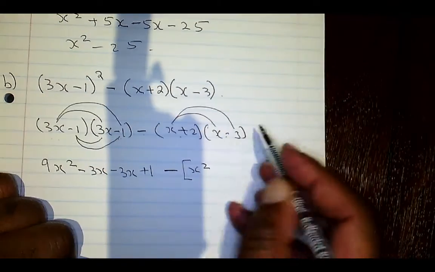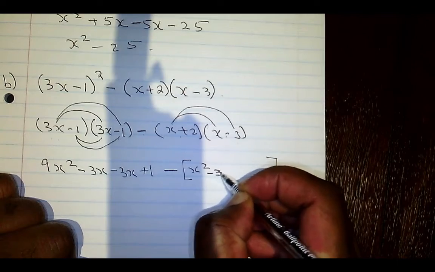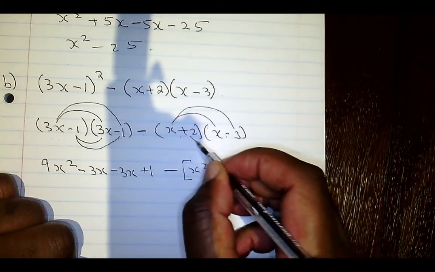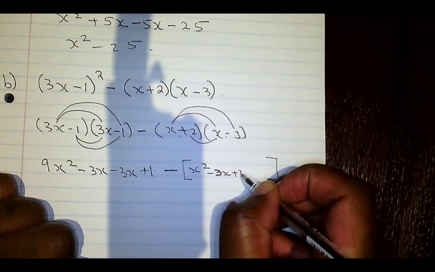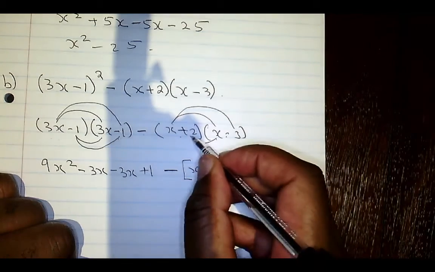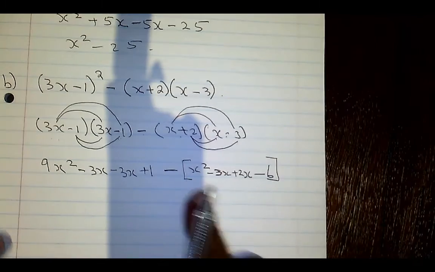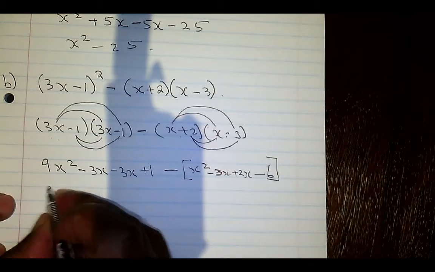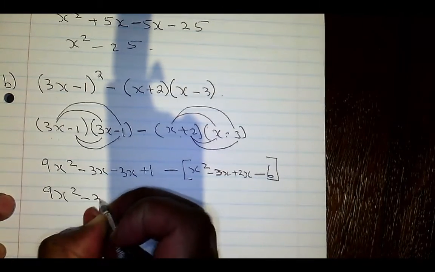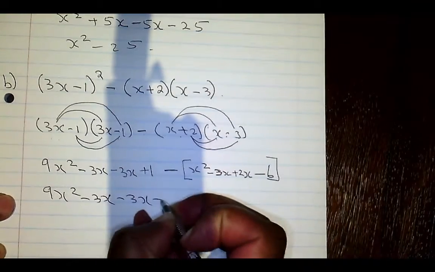The outers will give us minus 3x. The inners will give us plus 2x. And the lasts will give us negative 6. There we are. Now we can remove those brackets. So this is 9x squared minus 3x plus 1.